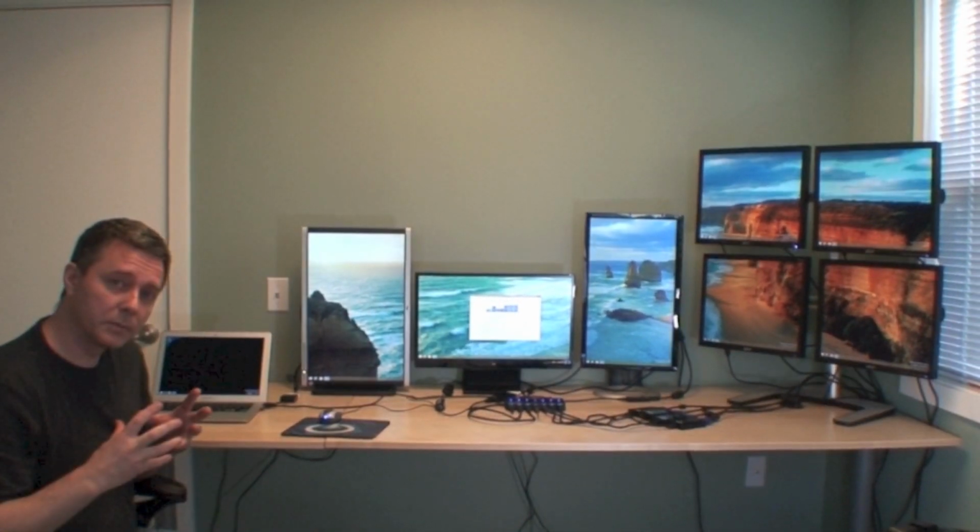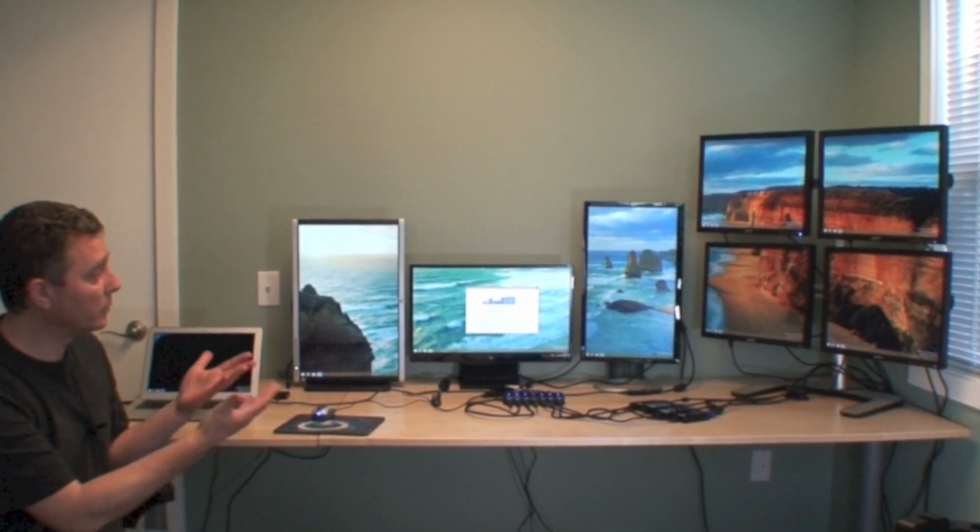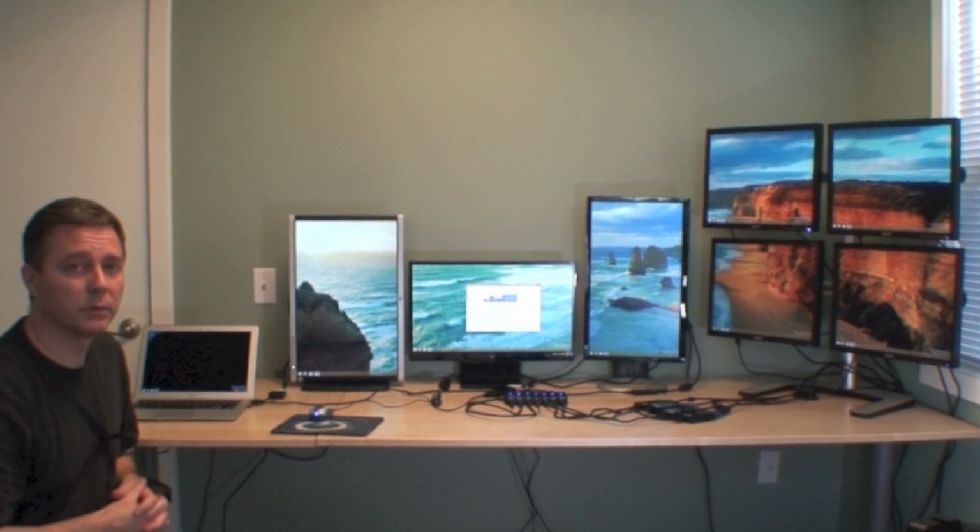But in Windows 8, there were some significant limitations. Basically, Metro and any Metro applications would only work on a single monitor. And in Windows 8.1, that limitation's been lifted, and I wanted to show you how that works. But first, how in the world did we get all of these monitors connected up to a single system?